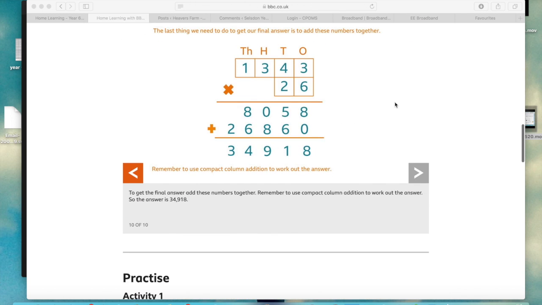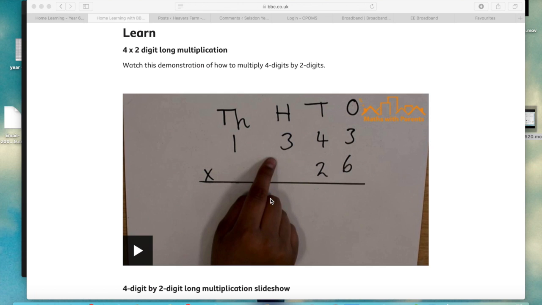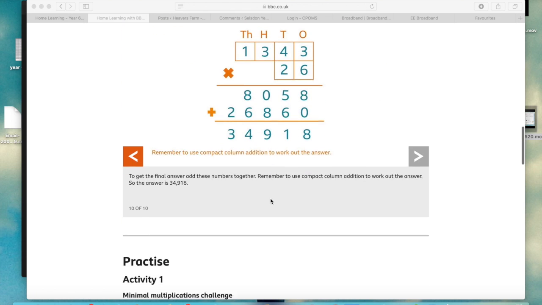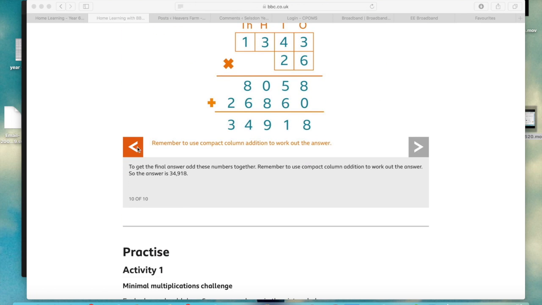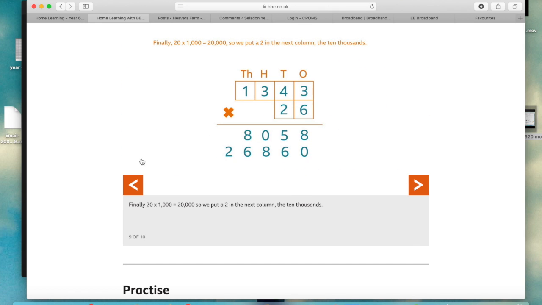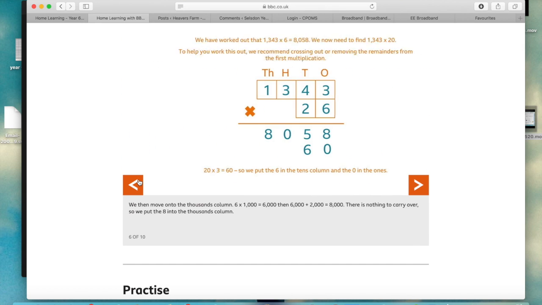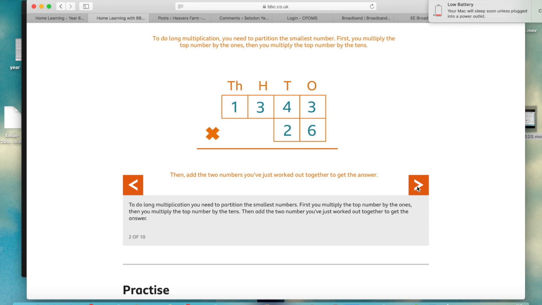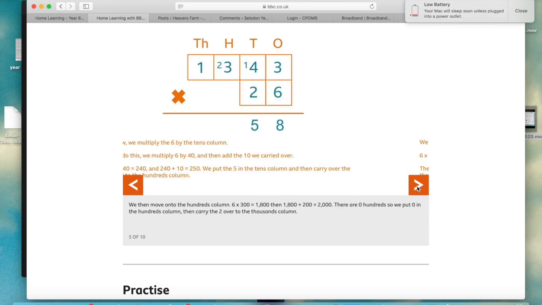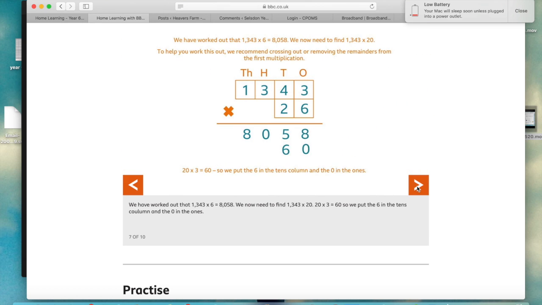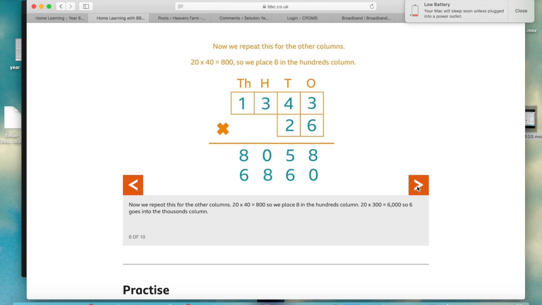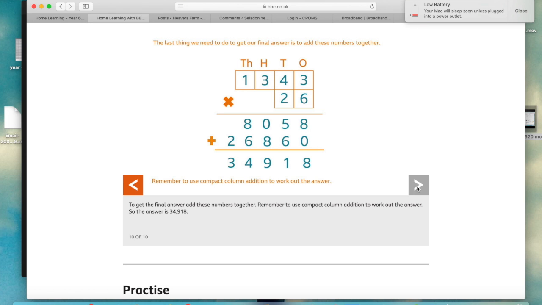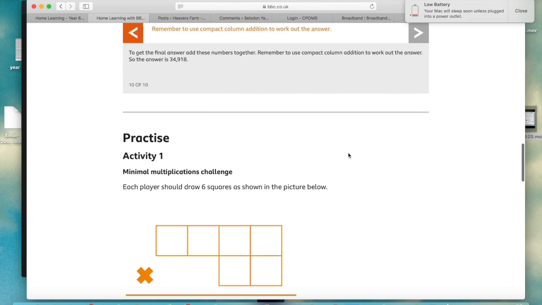Once you've had a go at that, have a look at the video, have a look at the little slideshow, which, let me just click through that. I'm going through it backwards, but the slideshow shows you how you would build it up, so you can always keep coming back to this. This is essentially the type of thing that we would model on the board as teachers. So have a look at that if you ever get stuck.